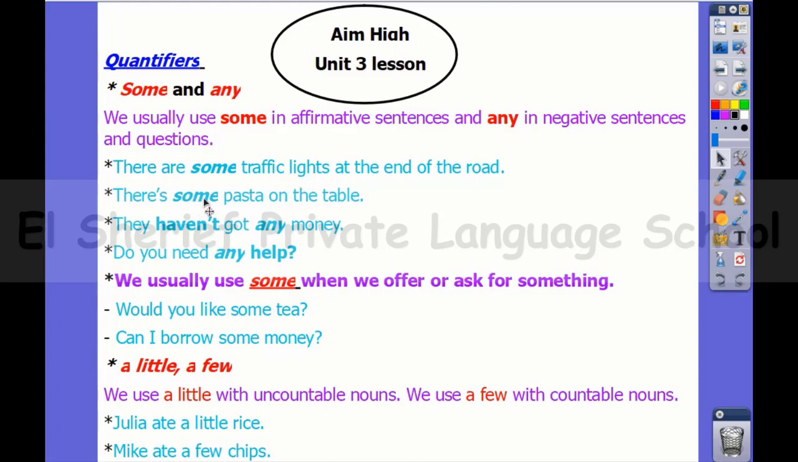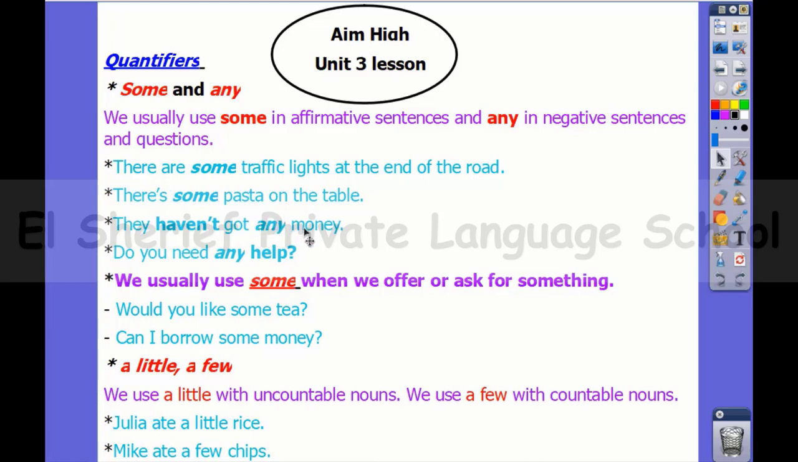There is some pasta on the table. So this is an affirmative statement like the first one and with an uncountable noun, pasta. That's why it takes a singular verb is. So there is some pasta on the table. Okay, they haven't got any money. So this is a negative statement or sentence. That's the reason why we use any. So they haven't got any money.